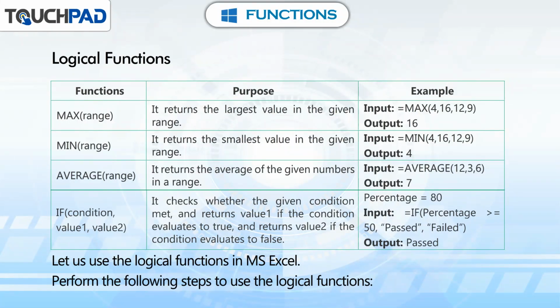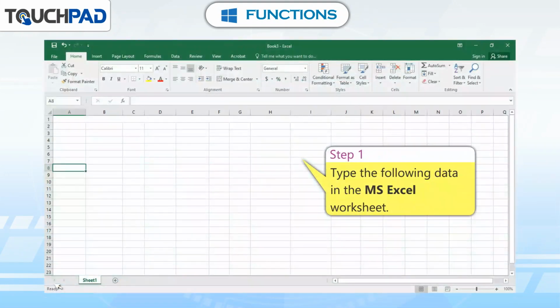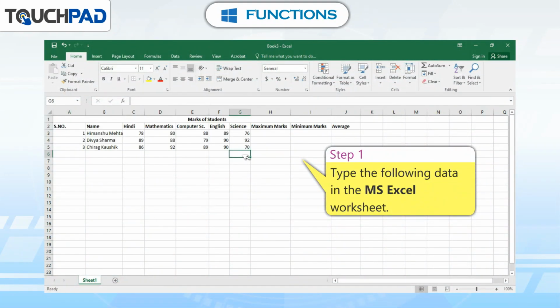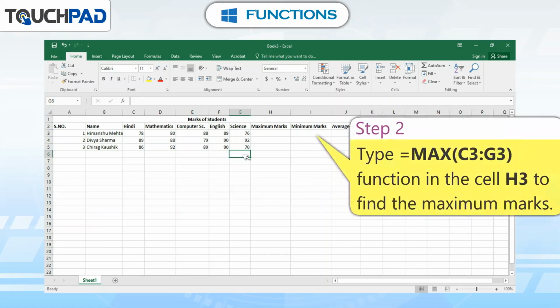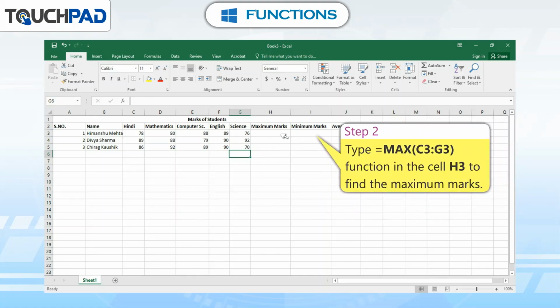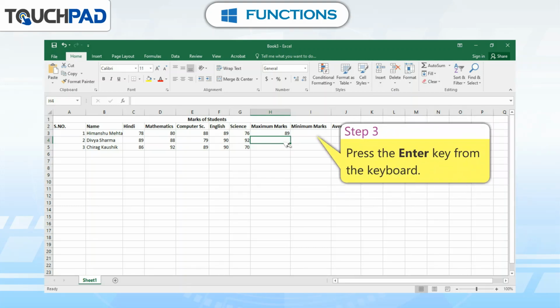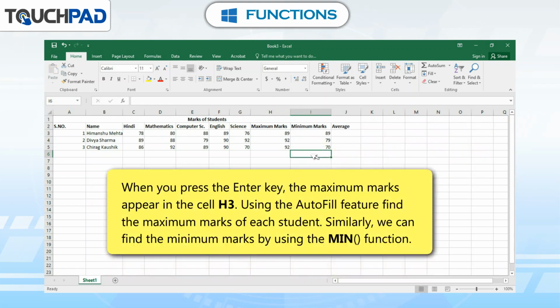Perform the following steps to use the logical functions. Step 1. Type the following data in the MS Excel worksheet. Step 2. Type the =MAX(C3:G3) function in the cell H3 to find the maximum marks. Step 3. Press the Enter key from the keyboard. When you press the Enter key, the maximum marks appear in the cell H3. Using the autofill feature, find the maximum marks of each student.